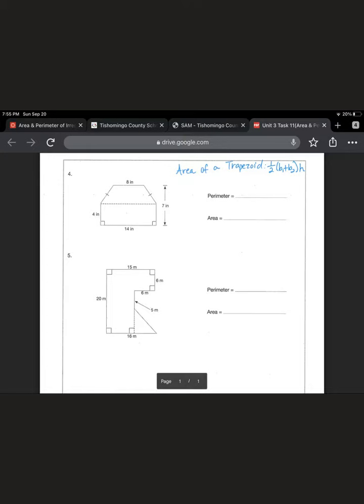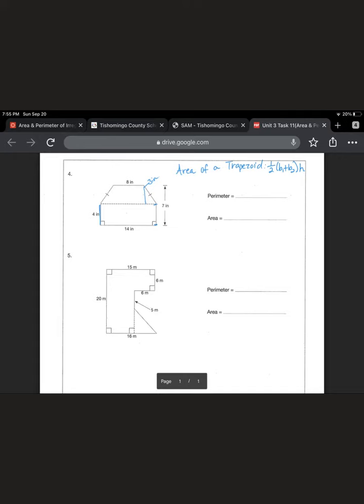1/2 times, in parentheses, the sum of the bases. You'll look at that trapezoid, one base is 8 inches, the other base is 14, times the height. And you'll have to figure the height. If from here to here is 4 inches, because it tells us that right here, and the whole thing is 7 inches, well, that leaves that the height of the trapezoid must be 3 inches. Okay, so basically you're filling in the missing pieces.